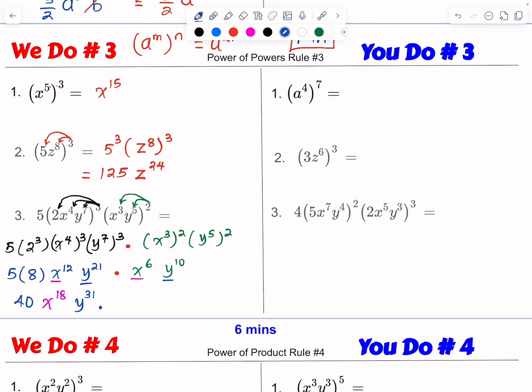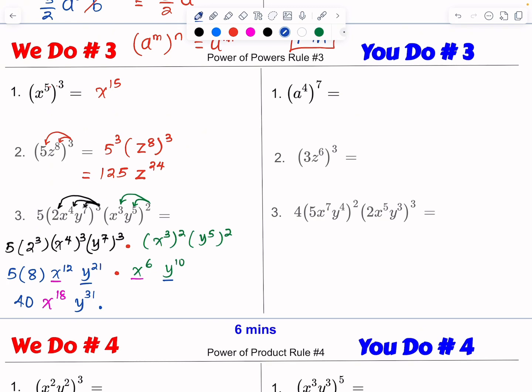So I have done rule number 3. I would like you to pause this video and do the one on the right, because the one on the right says you do. I'll be looking forward to seeing your solution. Now let's go to rule number 4.